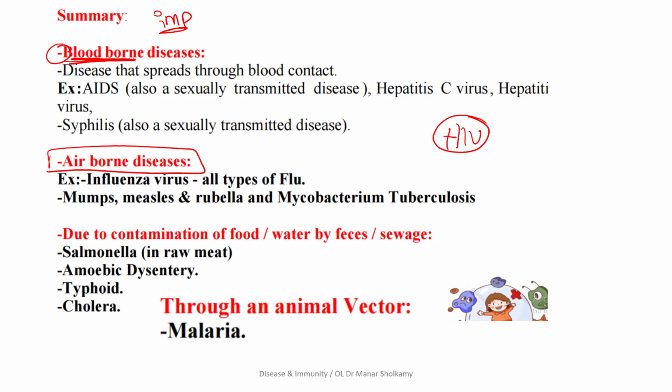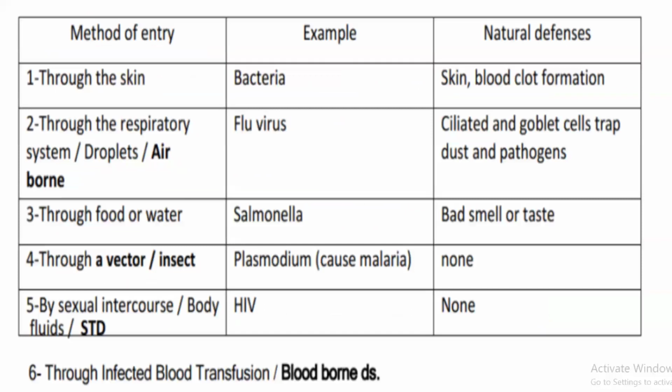Airborne disease, give me 1 example. Flu. Yes, flu or the COVID, very good. Contamination of food or water, foodborne or waterborne: cholera, food poisoning and cholera. Through a vector, through a mosquito: malaria. That's it. Don't know any details, okay?